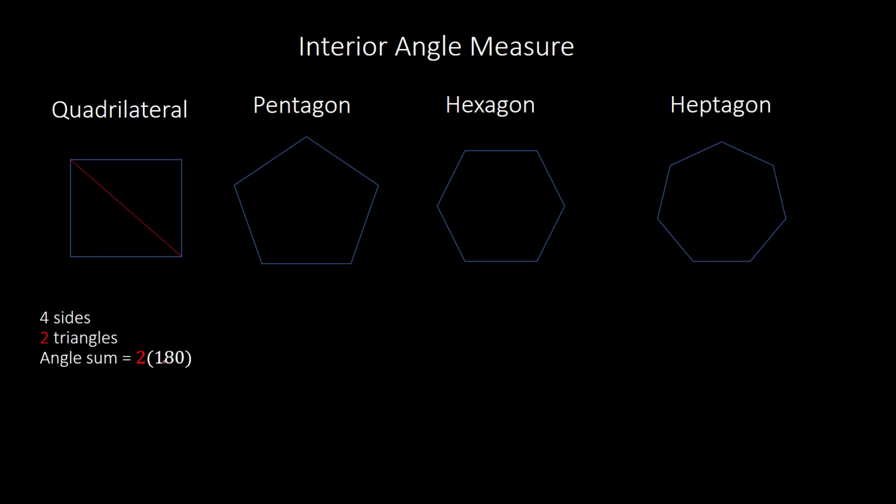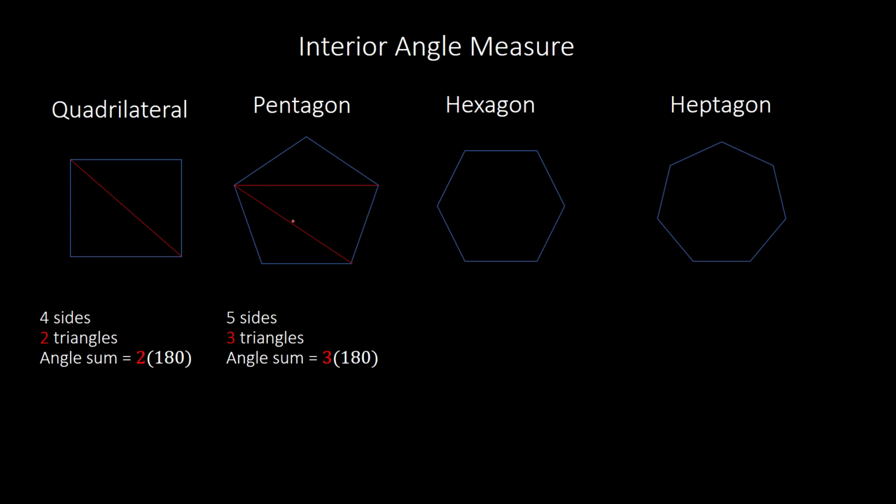360 degrees. For the pentagon, there are 5 sides, and if you were to draw diagonals from this vertex to the other vertices, you would have these two diagonals. Notice we now have 3 triangles. So if each triangle is 180 degrees, the total angle measure inside of the pentagon would be 3 times 180.